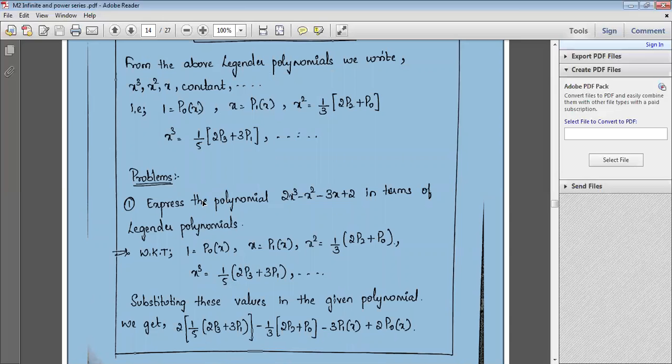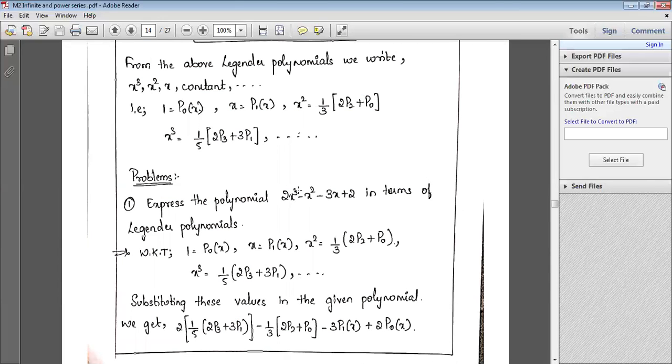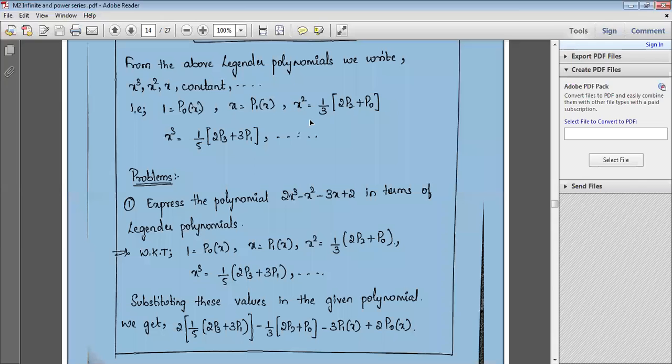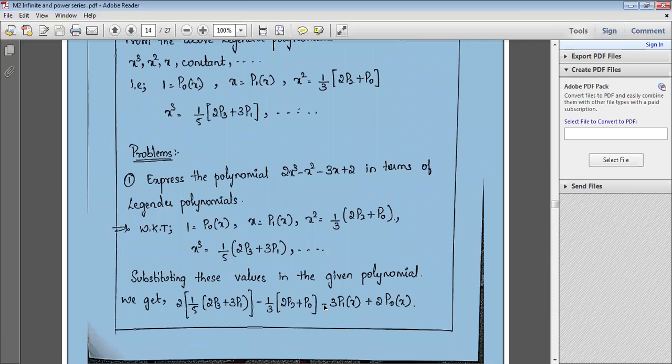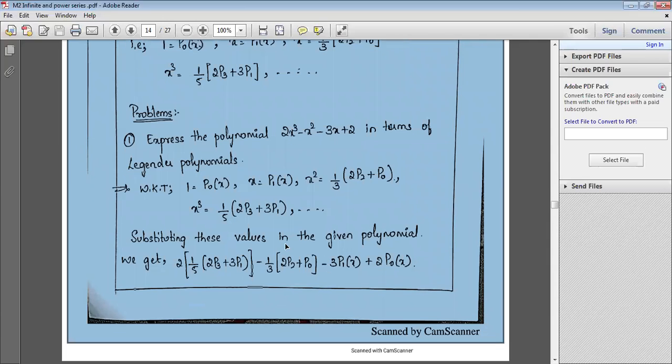Now, in examination, they will ask problems of this type. Express the polynomial 2x cube minus x square minus 3x plus 2 in terms of Legendre's polynomials. See, 1 can be written as P naught of x, so 2 can be written as 2 into P naught of x. What is x here? P1 of x, just substitute. What is x square here? Just substitute the value of that. See, x square is nothing but this, substitute here. x cube is nothing but this. Just substitute the formulas and simplify. That is called expressing the polynomial in terms of Legendre's polynomials.